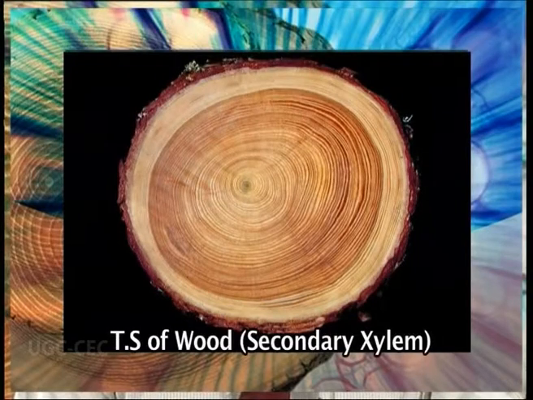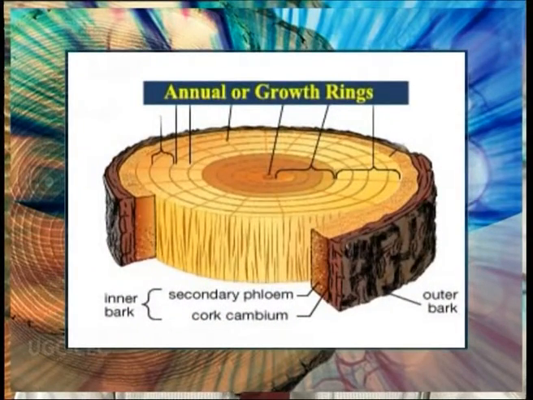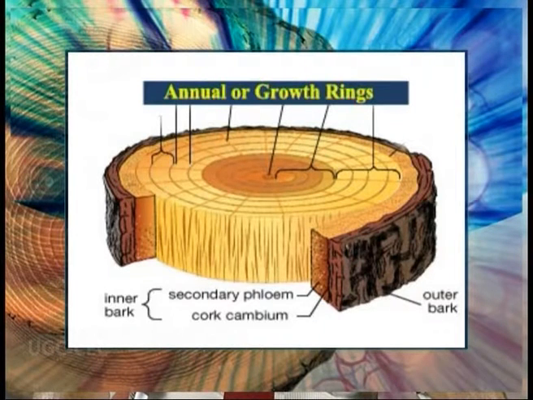The two distinct layers of secondary xylem, the inner spring wood and the outer autumn wood, together represent an annual ring. One such annual ring is added every year due to secondary growth. Thus, it is possible to ascertain the age of a dicot tree by counting the number of annual rings.